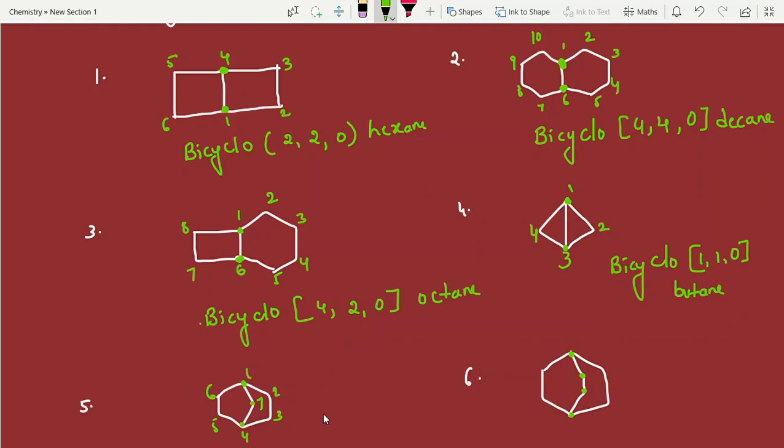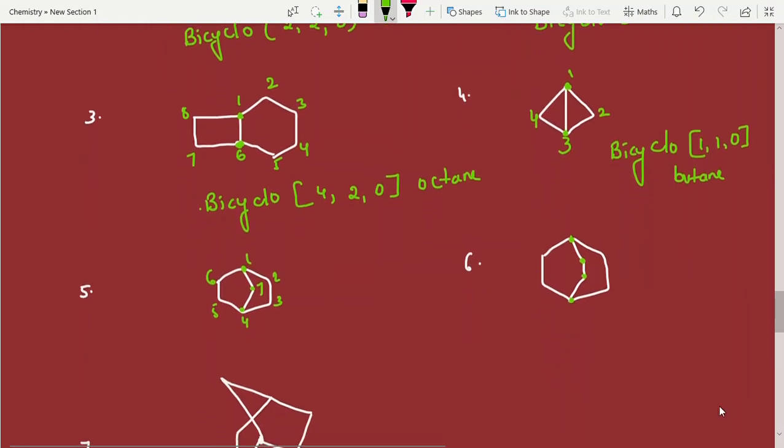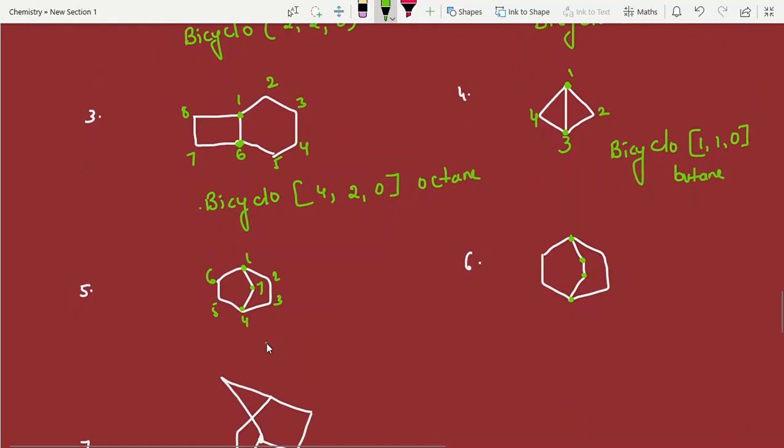Okay, now 1 to 4, to reach the first position to the fourth position, how many carbons am I crossing? Right hand side 2, left hand side also 2, right? Now write down bicyclo. Yes students, can you tell what is the answer? 2 comma, this is 2 carbons I am crossing, here 2 carbons I am crossing, but here not a direct jump, 1 carbon I am crossing. 2 comma 2 comma 1 heptane, 7 carbons, heptane.